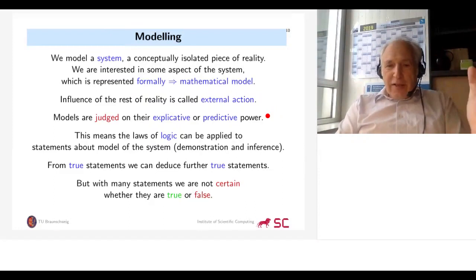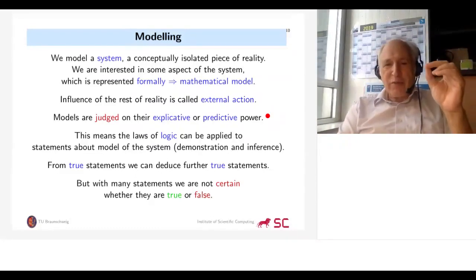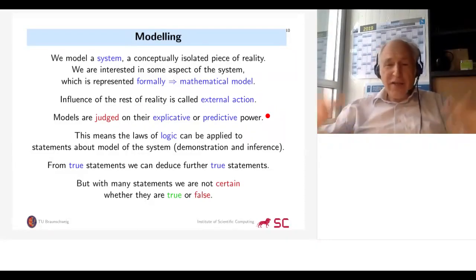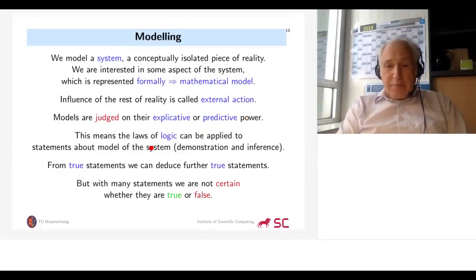So again, how do we look at this formally? We take some aspect of reality, that's what we call the system, okay? And then we represent this formally, this is the mathematical model we have. And then there is the influence from outside, and this you can call an external action or loading or whatever, okay? Of course, models are judged on how well they can explain something and how well they can predict something. Okay, and so that means that with laws of logic, we have to be able to apply them to models of the system and say we can deduce this and this from this and this using this model or something like this.